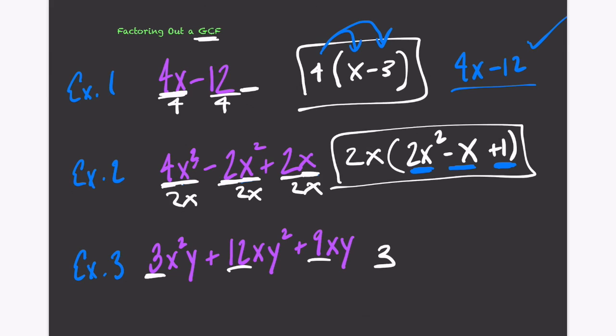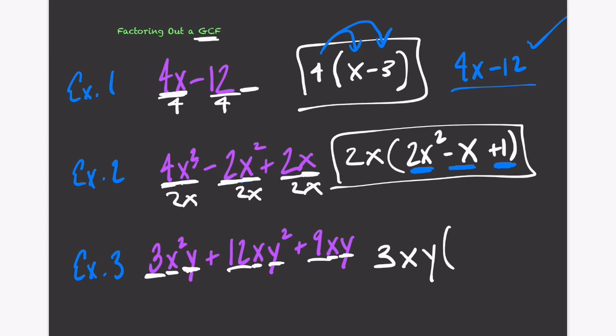Okay, now, looking at the x's. I have an x squared, so I could take out 2 x's from that, but I only have 1 here, so I can only take out 1 there and 1 there. So they only have 1 in common, and I can take out 1 x from everything. But I also have to look at the y's now. I have 1 y there, 2 there, but I can't take out 2, because I only have 1 over here. And I have 1 here. So I only have 1 in common, so I can take out 1 y.